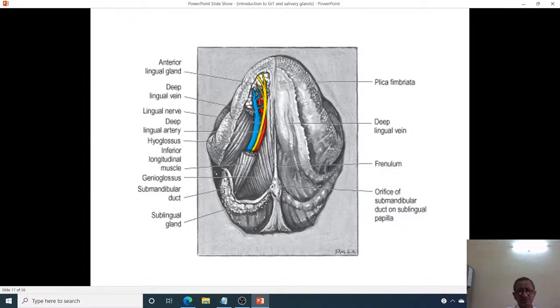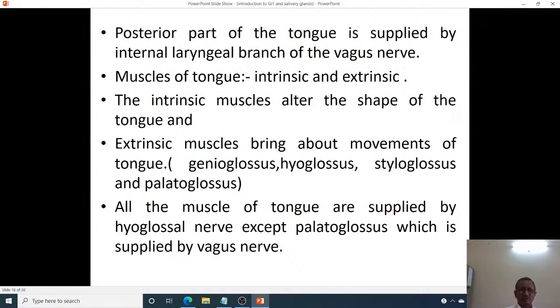Okay, so here we are shown certain muscles, extrinsic and intrinsic. The inferior longitudinal muscles, superior longitudinal muscles, and the transverse muscles are the intrinsic muscles of the tongue, which change the shape of the tongue, whereas the genioglossus, palatoglossus, and others are the extrinsic muscles which move the tongue. The posterior part of the tongue is supplied by the internal laryngeal branch of the vagus nerve.